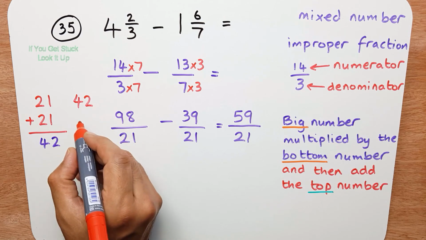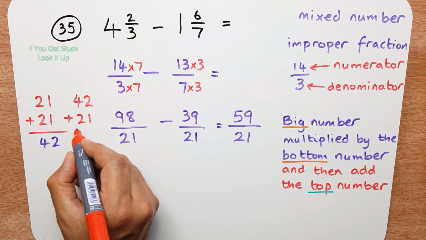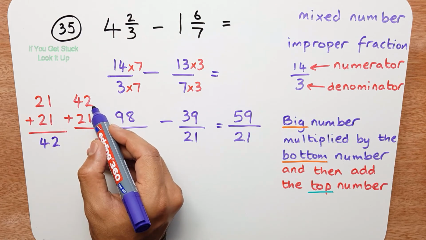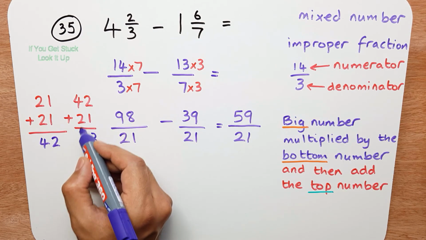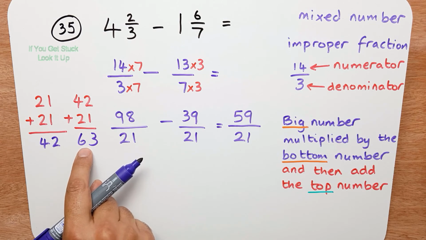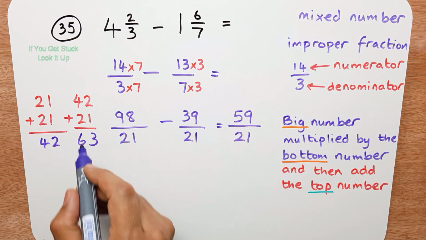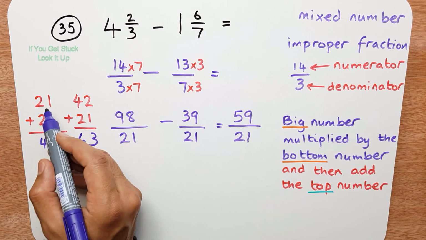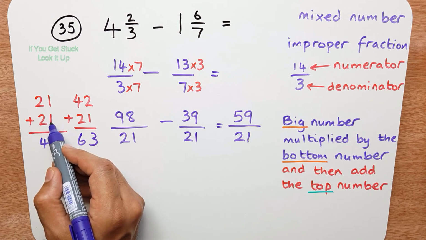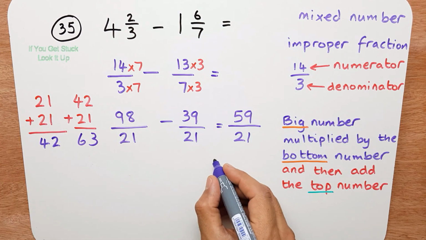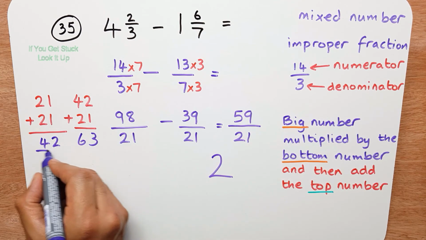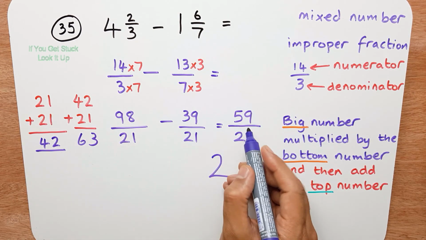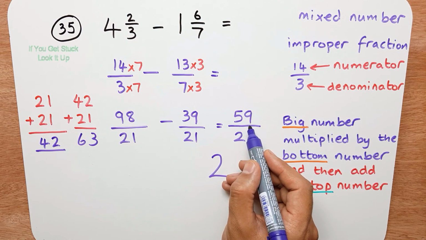42 plus 21. 2 plus 1 is 3. And 4 plus 2 is 6. That's 63. We've only got 59. So we can't do this. So we have 2 lots of 21. So I put down a big 2. And now I've used 42. I had 59. What's the remainder?